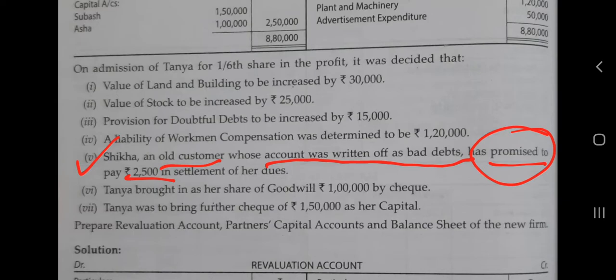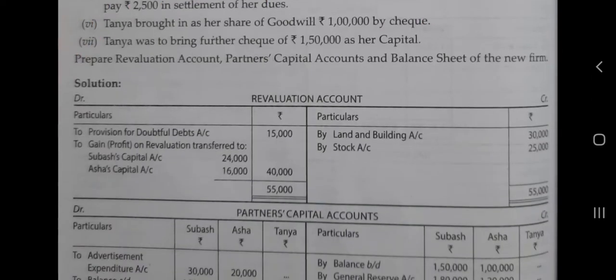Next is Tanya brought goodwill. So we have already discussed these entries. Bank account debit to premium for goodwill, and then premium for goodwill debit to Subhash and Asha. And next is Tanya brings capital. So bank account debit to Tanya's capital. So these transactions will also go to capital account.